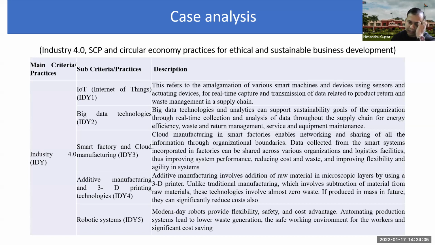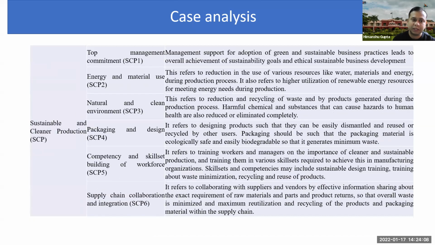Second important indicator that we used was sustainable consumption and production, and again we researched what can be the possible indicators. So 6 indicators were finalized after literature review and discussion with experts: top management commitment towards these practices, energy and material use, natural and clean environment related technologies, packaging and design, competency and skill set of workforce related to these green technologies, and supply chain collaboration indicators, because it is important that if we have to achieve sustainability, we develop our suppliers also in that line, and we ensure that our suppliers are also working towards these concepts.